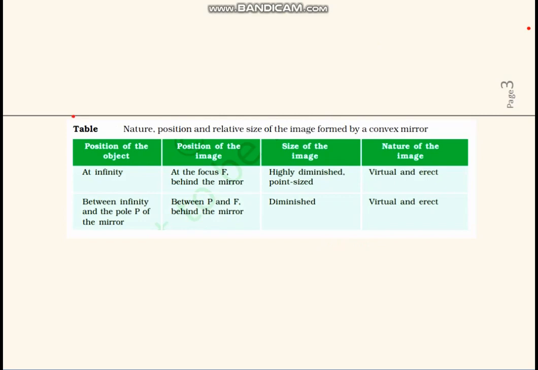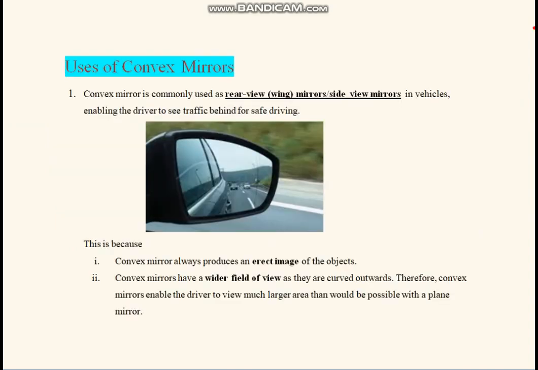In this table, we have summarized the image formation in the case of a convex mirror. Please note here that the image formed by a convex mirror is always virtual and erect. It can never be real and inverted. And also, the image is always smaller in size. It is neither equal nor larger than the object. And as we move the object towards the mirror, the image forming behind the mirror also shifts towards the mirror. Now let us learn some uses of the convex mirror.